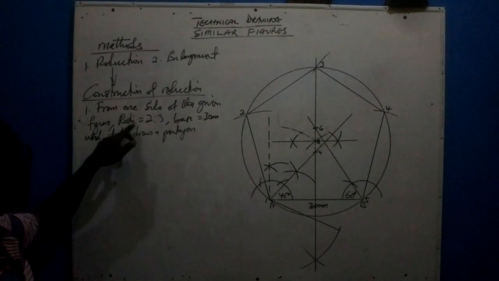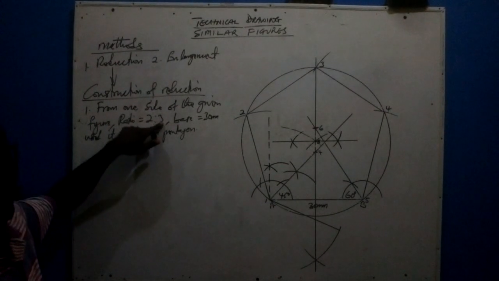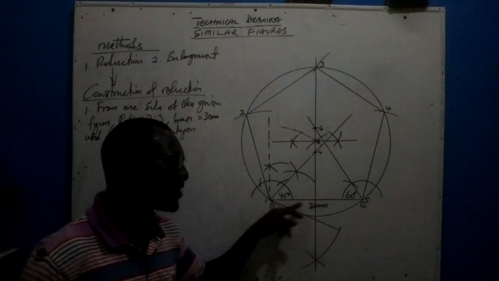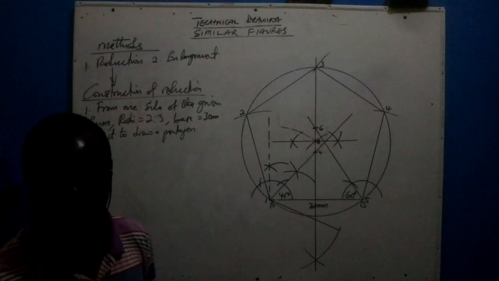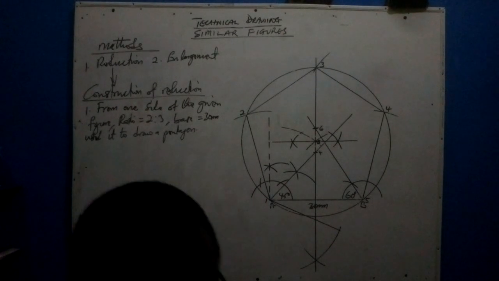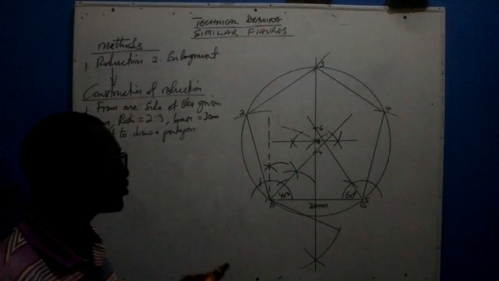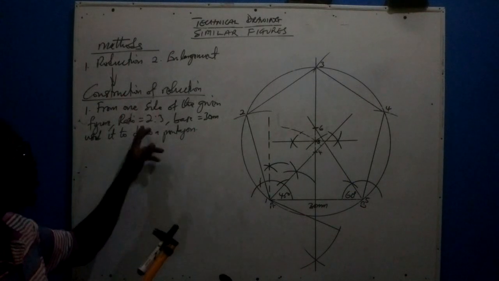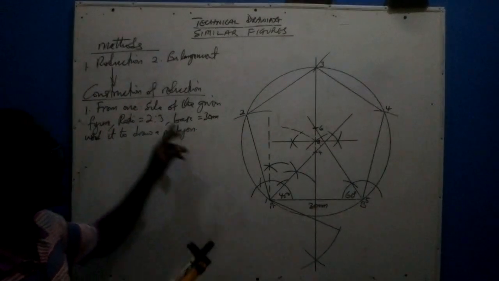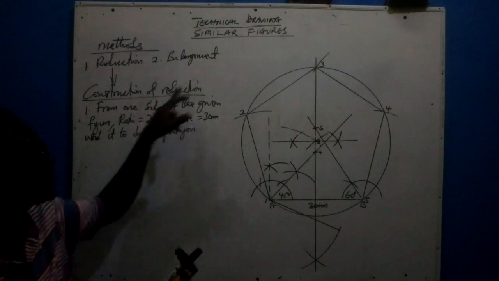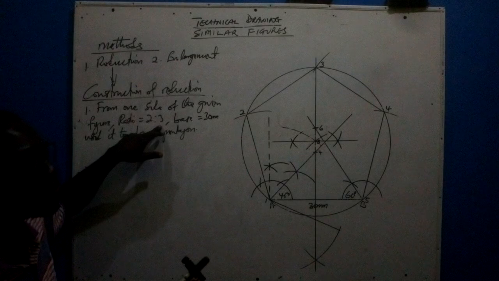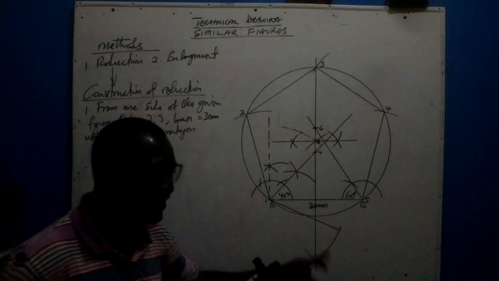But the ratio being given is 2 is to 3. The highest number is 3. It means that we are going to divide this base, one side of the line, into 3. To use the highest number, into 3. It is not like when you are doing the division of a line, you just combine all of them, then you come and divide it. No, this one is similar figures, reduction form. You pick the highest ratio, which is the 3, then you divide it.